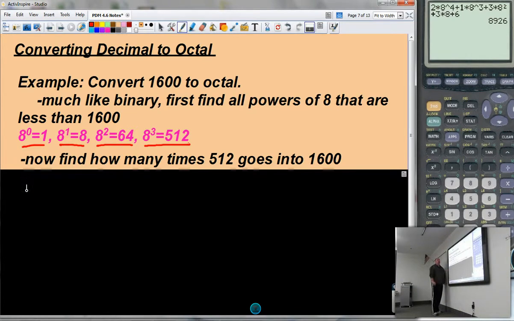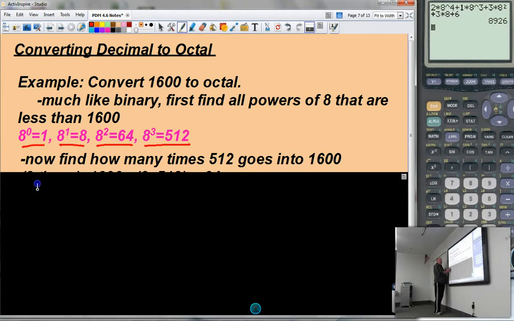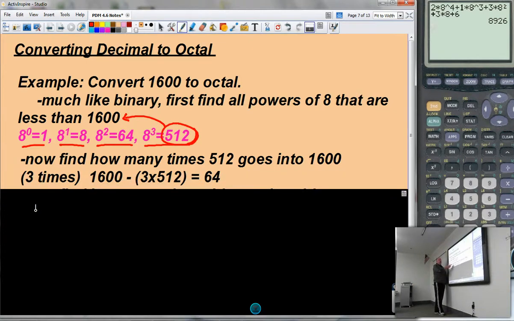Okay? Then you find how many times. Now this is a little different because binary is easy. It's either a 1 or a 0. So now what I would do is, since 512 is the largest, I need to figure out how many times 512 divides into 1600. Whatever that is will be my digit for that value. So 512 goes into 1600 3 times. 3 times 512, subtracted from 1600 is 64. So my first digit's going to be a 3. Now here, because I have 8 cubed, 8 squared, 8 to the first, 8 to the 0, I know I have a 4-digit number.